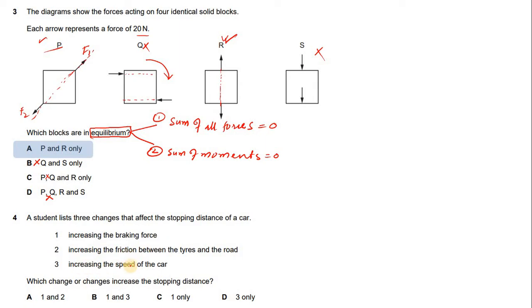But if you increase the speed of the car, then the stopping distance will increase, and you can visualize you are driving a car at the speed of 30 or you are driving the car with the speed of 60. Of course, the car at speed 30 will come to rest quickly compared to the car moving at speed of 60. So if you increase the speed of the car, stopping distance is going to increase. So option is 3. The third option can only increase the stopping distance. Option is D.